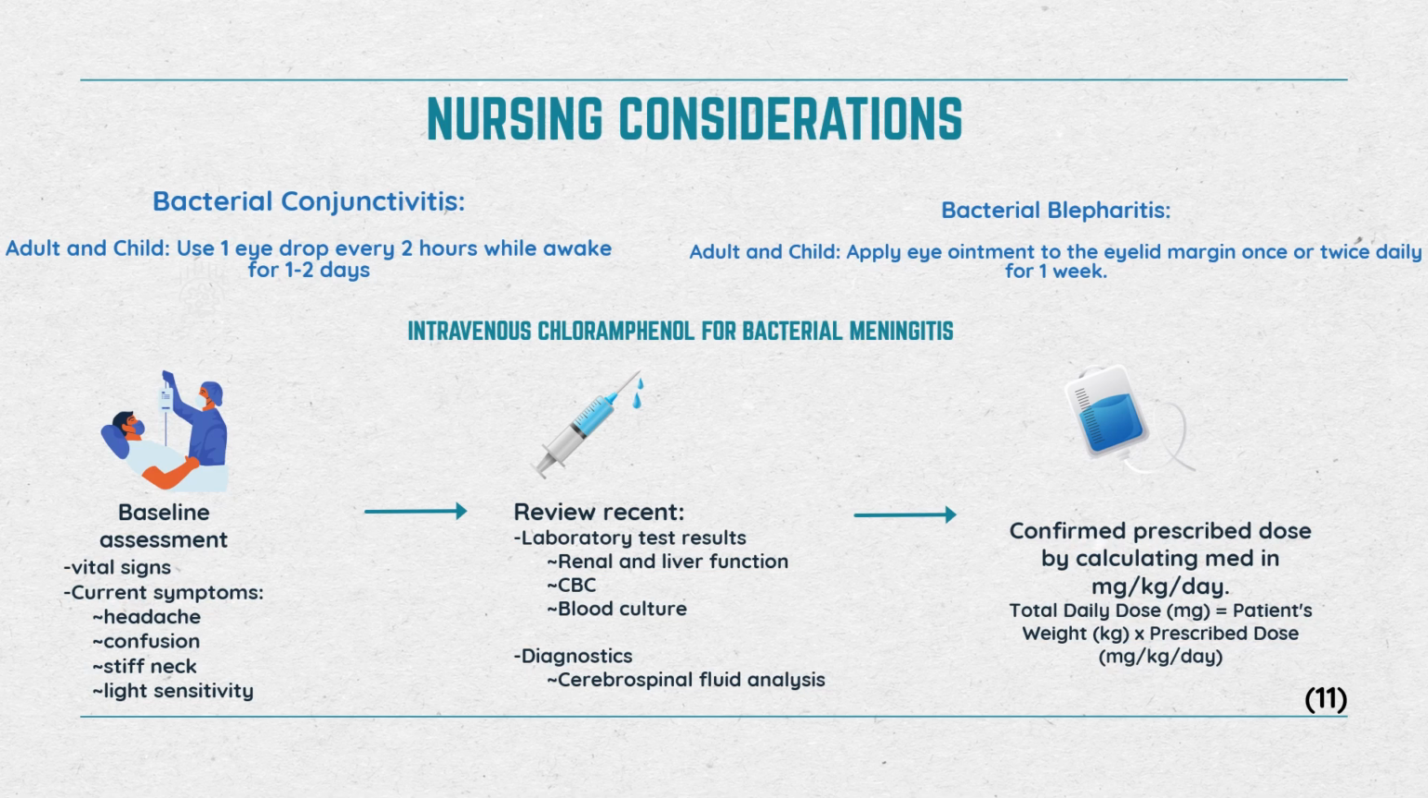Start by performing the baseline assessment of vital signs and presenting symptoms like headache, stiff neck, confusion, and light sensitivity. Then review the recent laboratory test results such as renal and liver function, blood cultures, and diagnostic results including cerebrospinal fluid analysis, and lastly confirm the prescribed dose by calculating the medication in mg per kg per day.